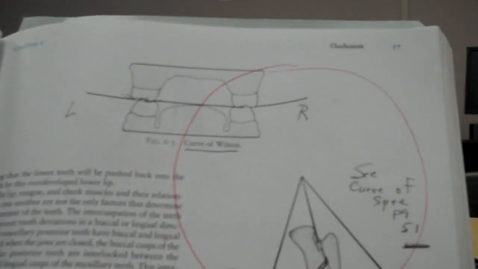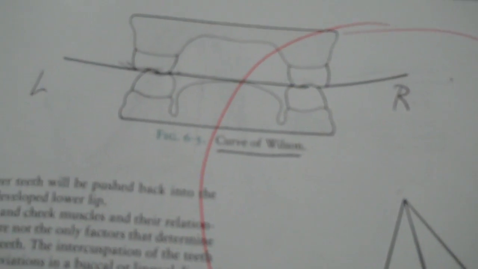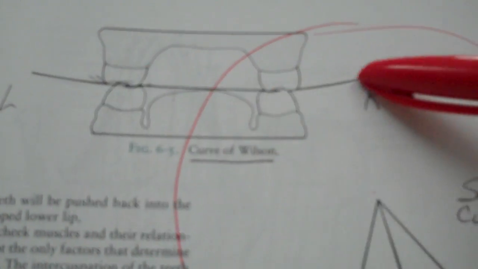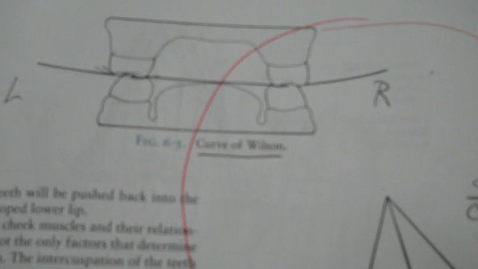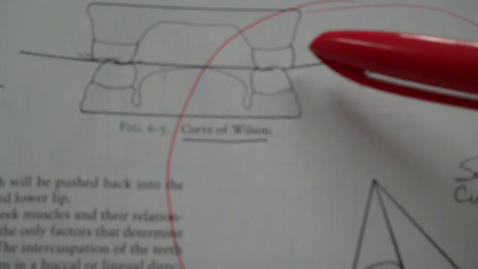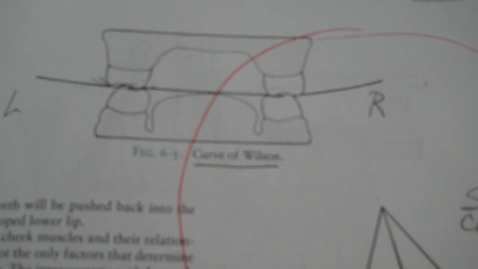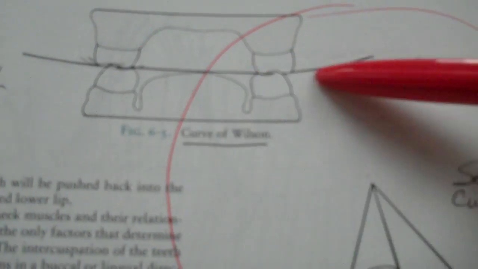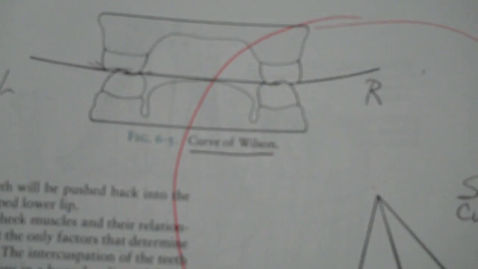In the top diagram on page 57, they're showing you the curve of Wilson, which is a left-to-right curve. You would only see that curve if you're looking from the tongue side of the dentiform, and you see that the curve is dropping as you go from buccal to lingual in alignment. So that's a left-to-right curve.